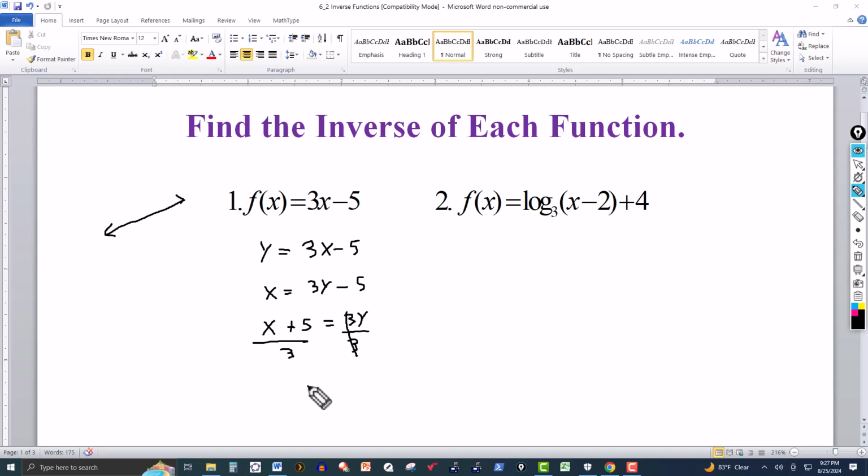And then I go back to the notation. Instead of the y, I'll use f inverse to denote that this is a function. f inverse of x will equal x plus 5 over 3. And this is the inverse function. So again, if you're given a function and you're able to reverse all the ordered pairs, you generate the graph of the inverse. Now in this case, I'm doing it algebraically to get the notation or the inverse function.